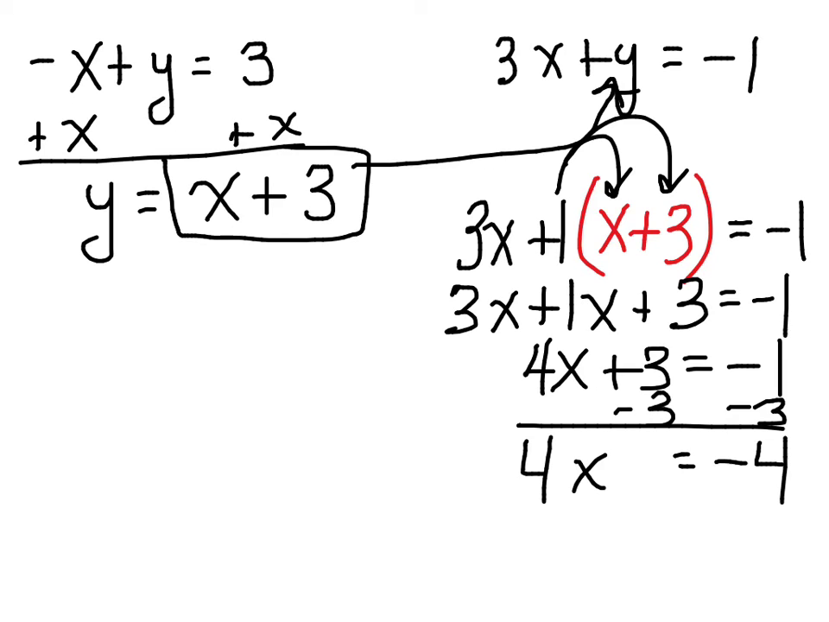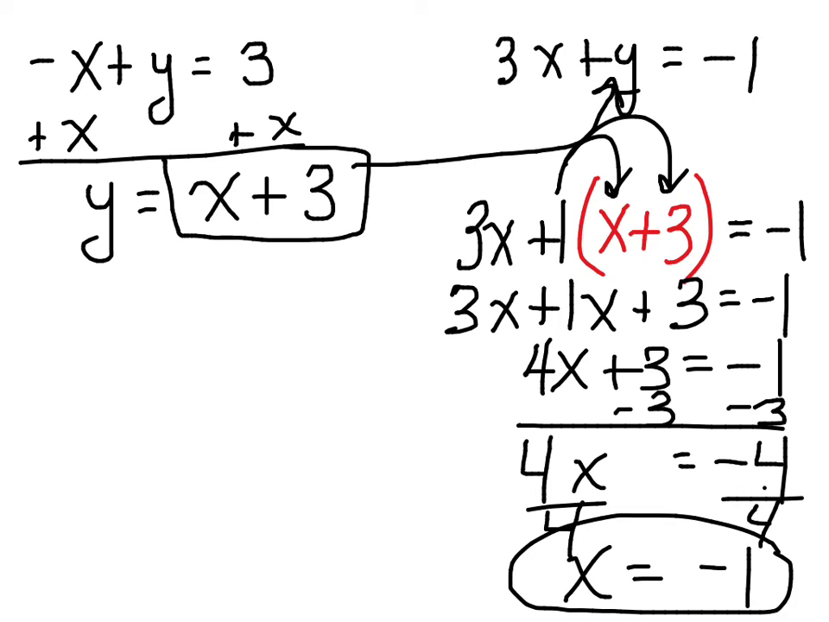How do I finish it? You have to solve for x. How? Divide by 4. And what's negative 1 divided by 4? Negative 1. You found the x. Woohoo! Now what? Put x into any of the other equations. Now I've got to put that negative 1 into the other equation.